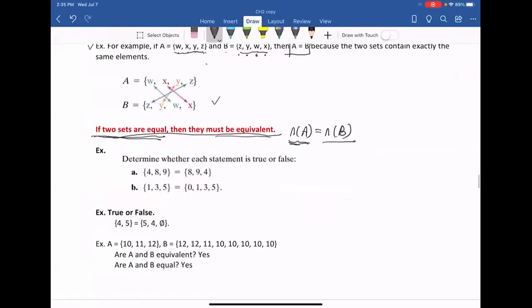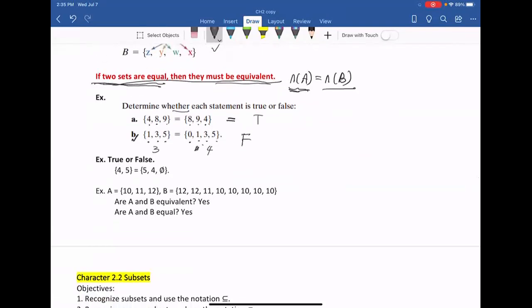Let's see an example. Determine whether each statement is true or false. This set A is {4, 8, 9}, and another set is {8, 9, 4}. They just change the order. They are equal. This is true. Next one, {1, 3, 5} and another set {0, 1, 3, 5}. This one has cardinal number 4, and this one is 3. They are not equivalent and not equal. So this one is false.